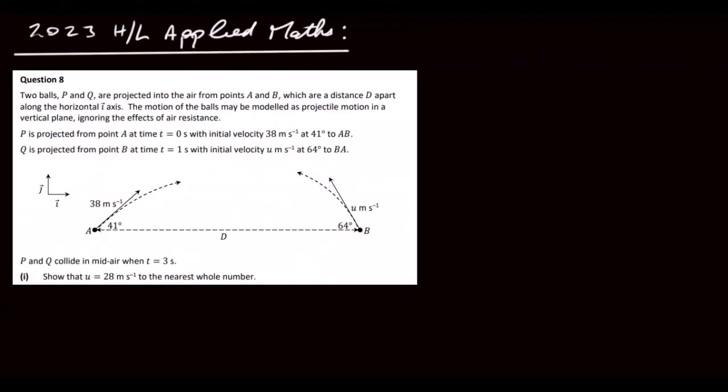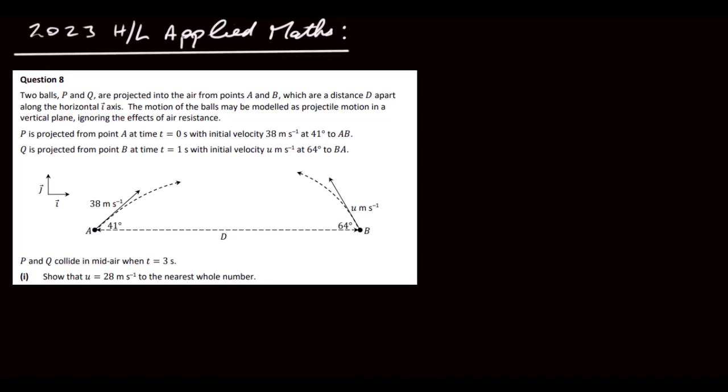Okay, so this is the 2023 Higher Level Applied Maths paper, question 8. Two balls P and Q are projected into the air from points A and B, which are a distance d apart along the horizontal y-axis. The motion of the balls may be modelled as projectile motion in a vertical plane, ignoring the effects of air resistance.